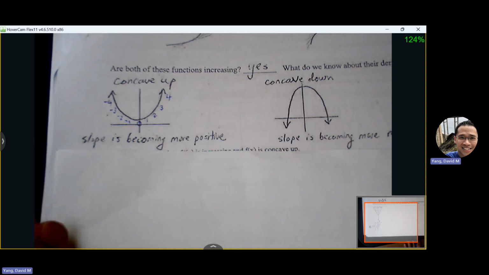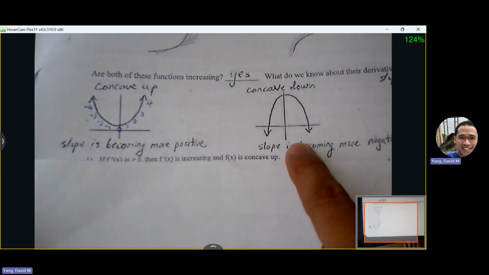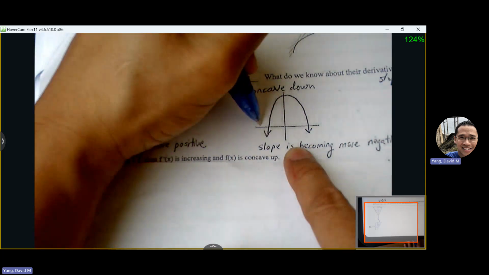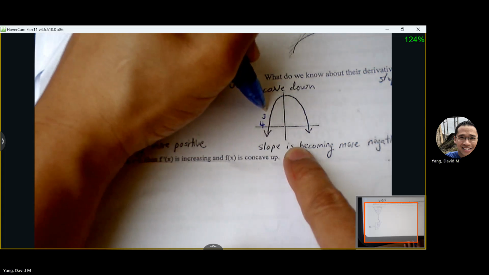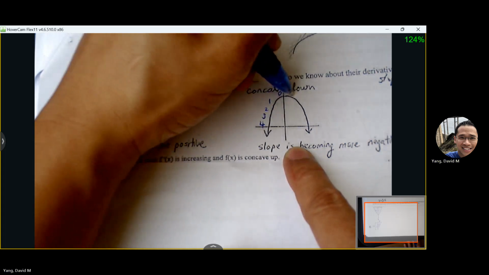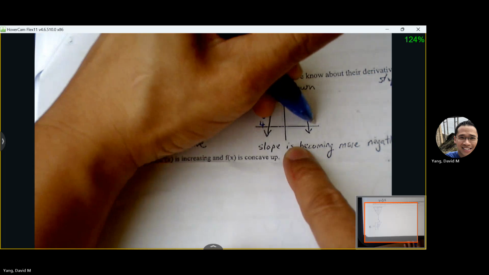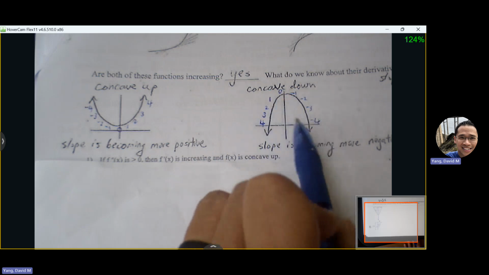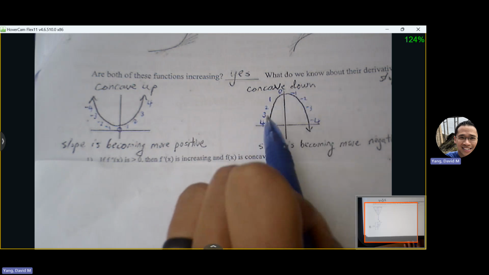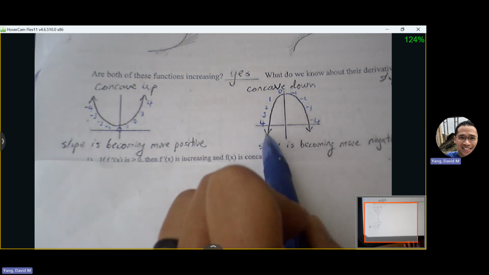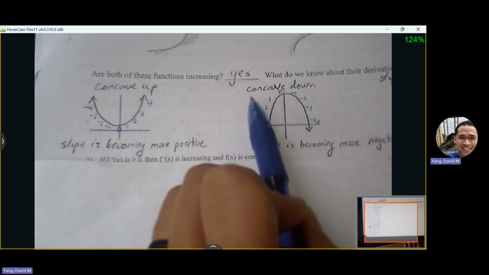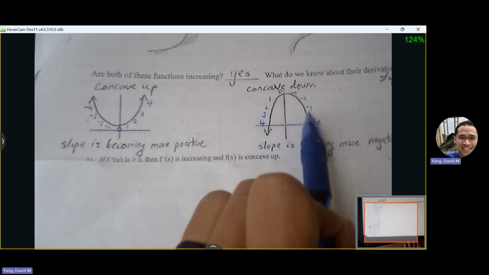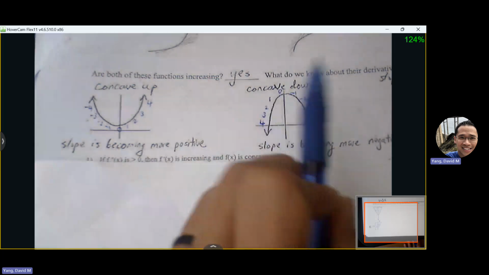Likewise, if these numbers are headed towards the negative, becoming more negative, it's also a combination of positive and negative slopes, but the curvature is that as the slope becomes more negative, it's going to take on this upside down U shape, and we call that concave down.